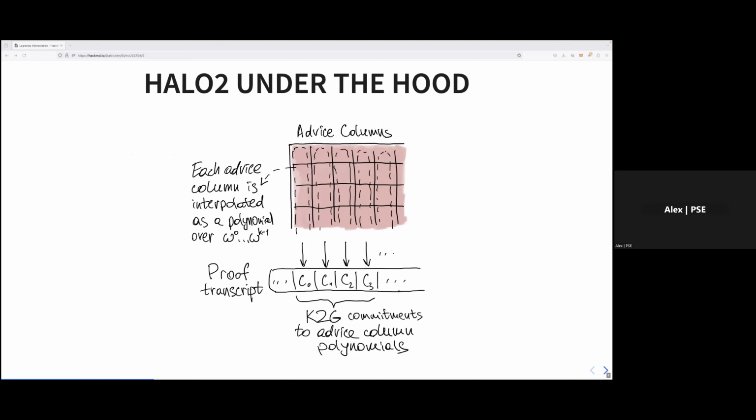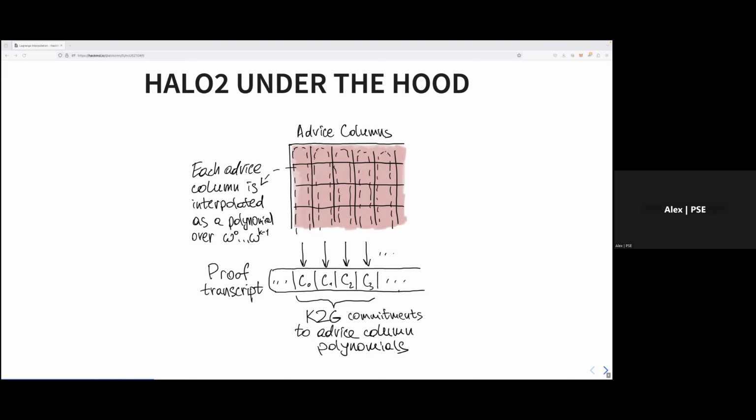First of all, the advice columns in Halo2 are interpolated as polynomials inside the framework by the framework. And moreover, the values that you put into advice columns are interpolated as polynomials over the domain of the roots of unity. And as we remember from the previous session, this is crucial. This is essential for us to get the grand total with the help of the constant coefficient of the polynomial.